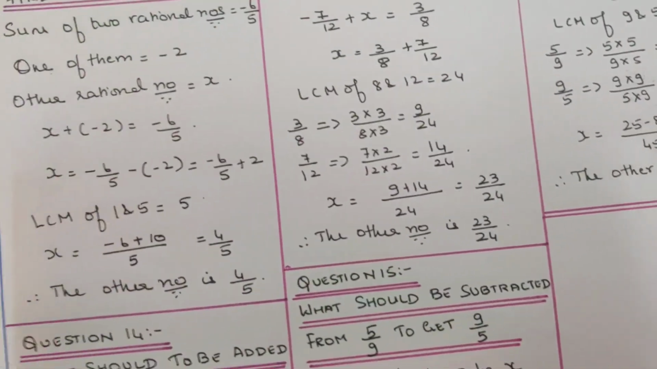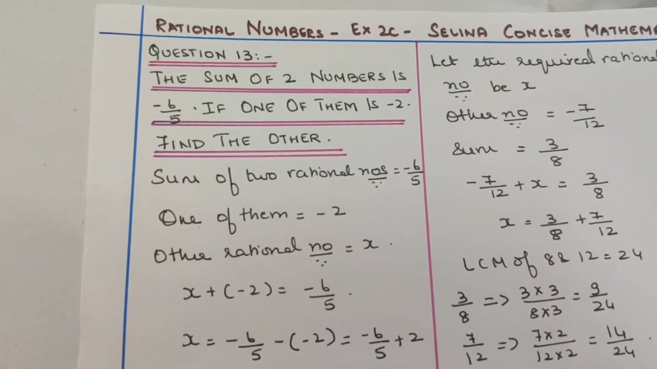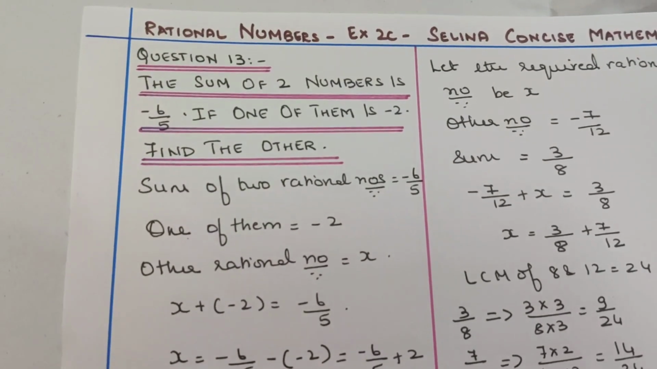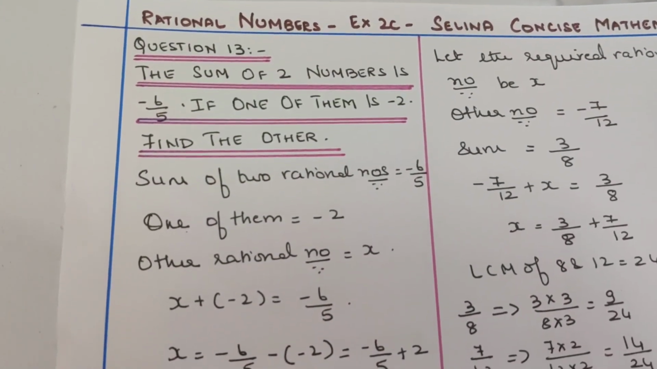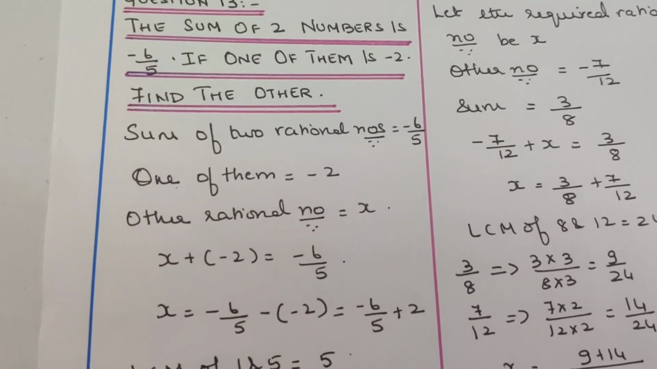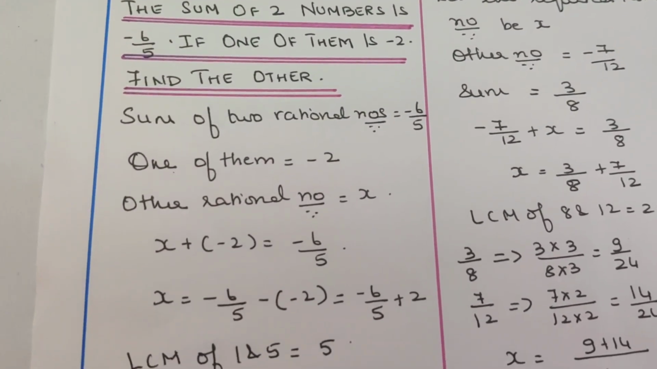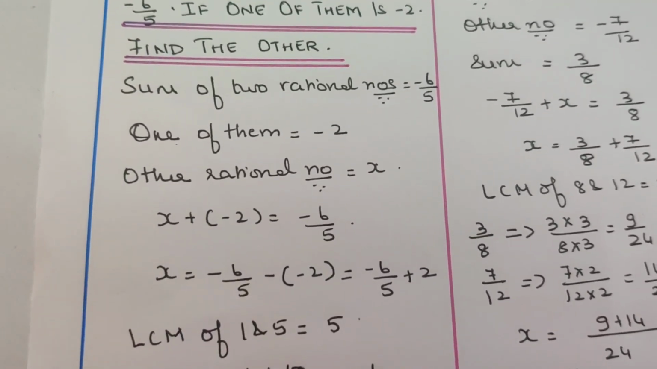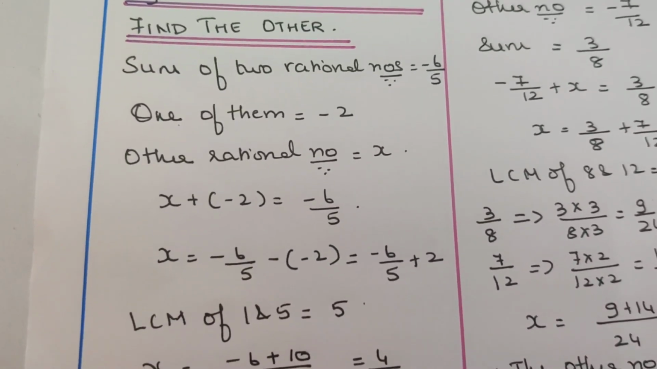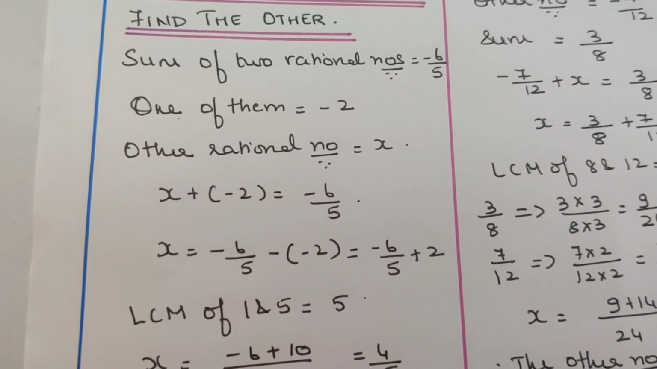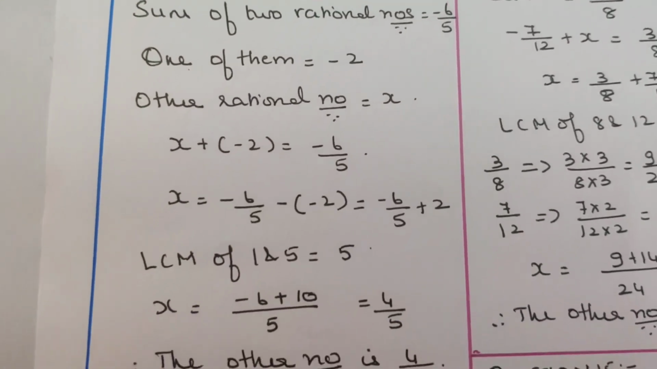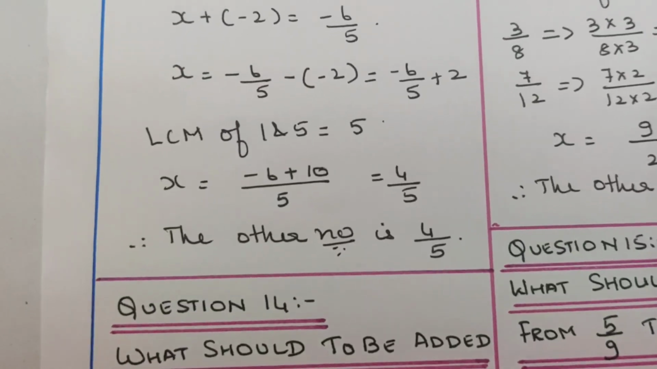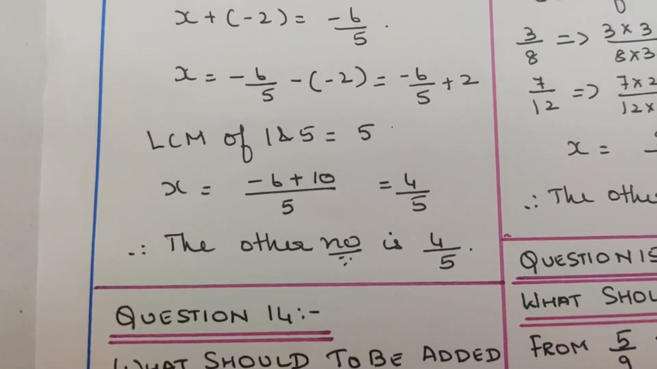Okay, the last set of three sums that's there. The sum of two rational numbers is minus 6 by 5. If one of them is minus 2, find the other. Sum of the two rational numbers is equal to minus 6 by 5. One of them is minus 2, the other rational number is x. So x plus minus 2 is equal to minus 6 by 5. So x is equal to minus 6 by 5 plus 2. The LCM becomes 5, and when you simplify, you get x as 4 by 5.